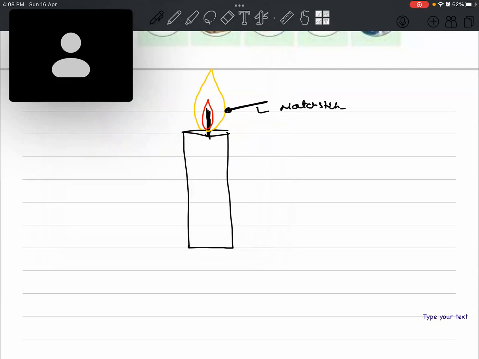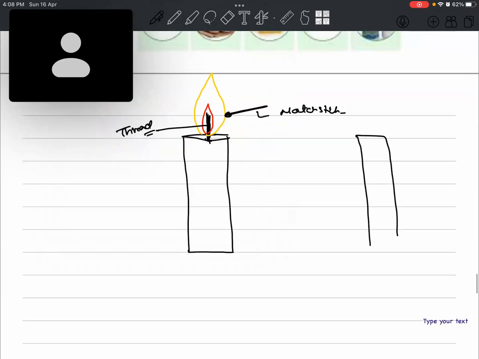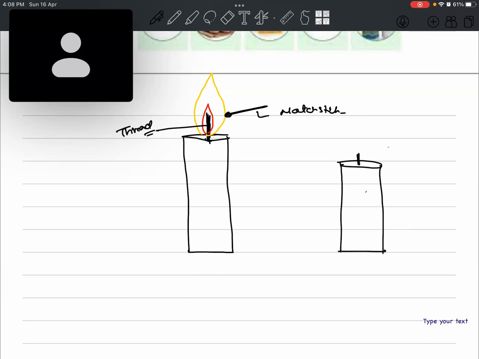When it is burning, this is the thread of the candle. This thread has caught fire, and after some time, you will notice that its length will decrease. Okay, the length of the candle and the length of the thread both are decreasing here. Let me draw the diagram. Yeah, notice how the length of the thread has become smaller.